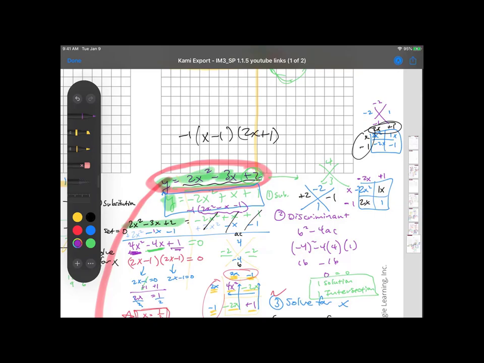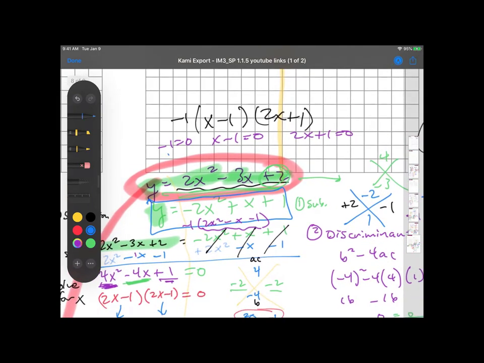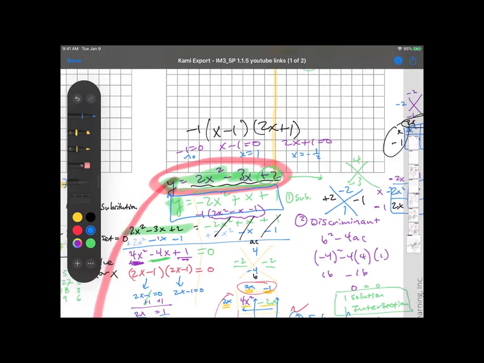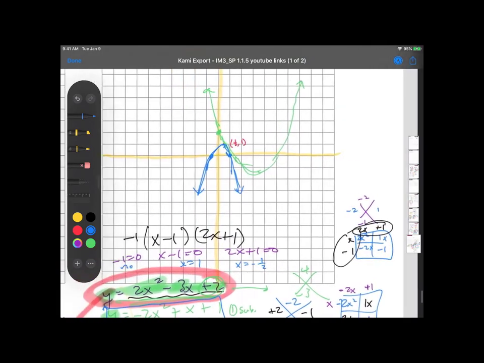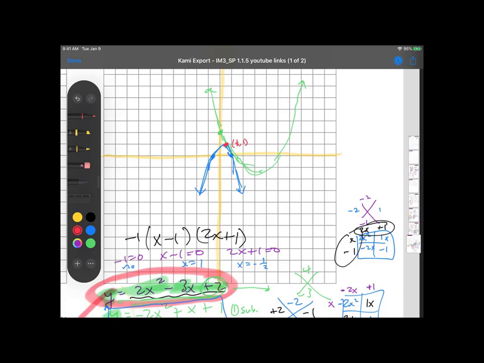You use the zero product rule, you set each of these equal to 0, and you will get no solution here. x equals 1 here, and x equals negative 1 half. So if I graph those, 1, negative 1 half, and the graph opens down. And again, it's only supposed to intersect at one point there.